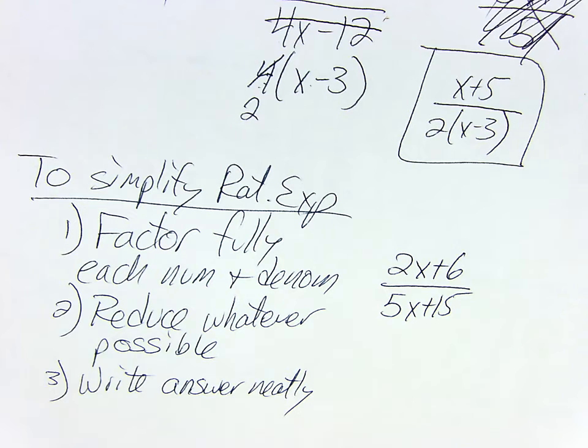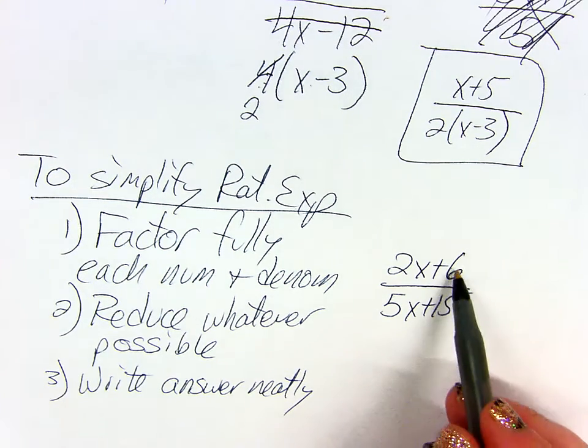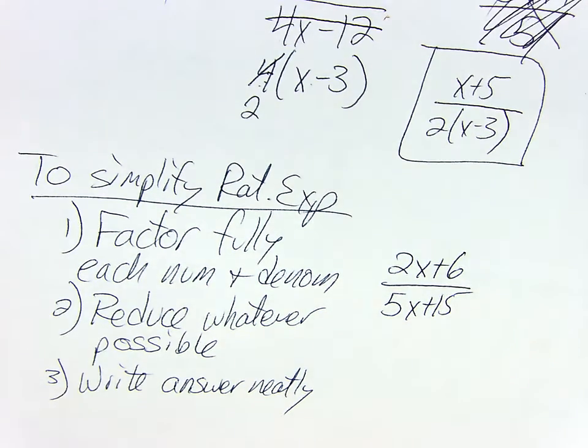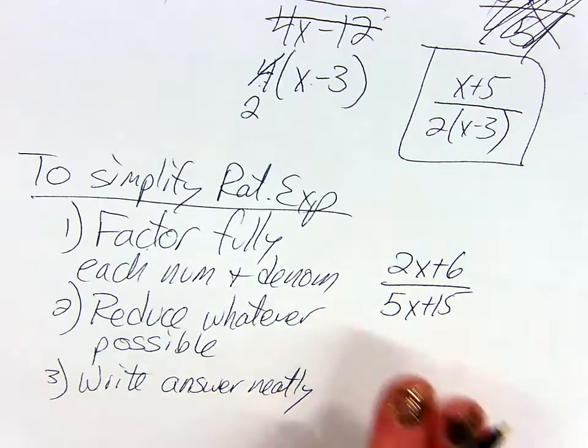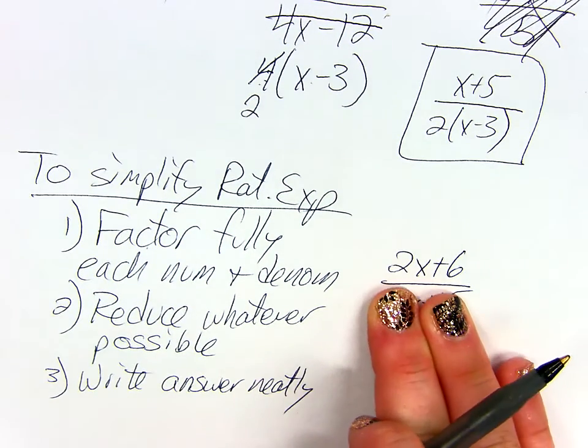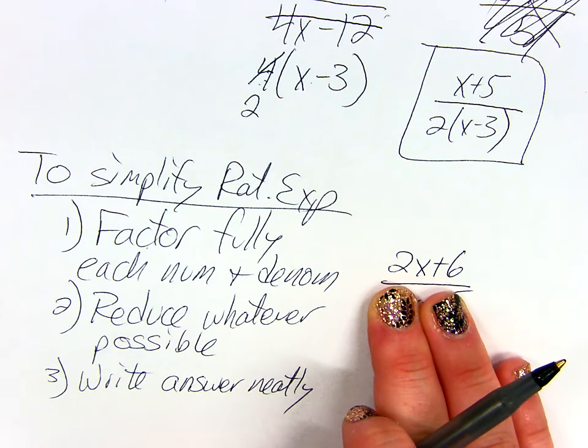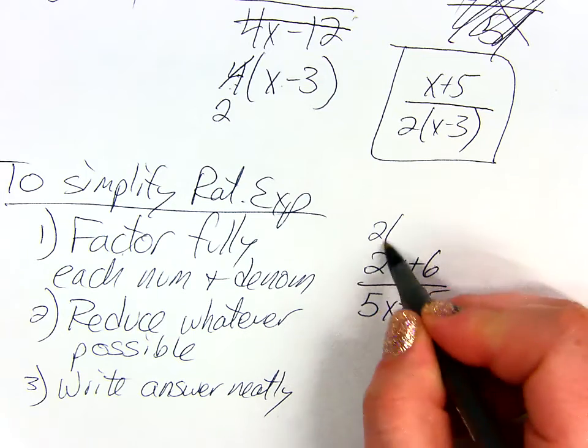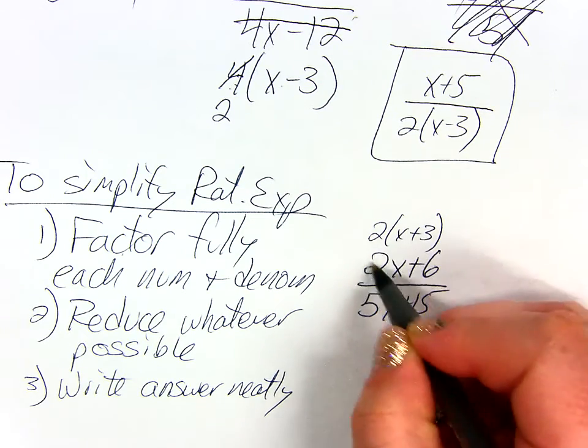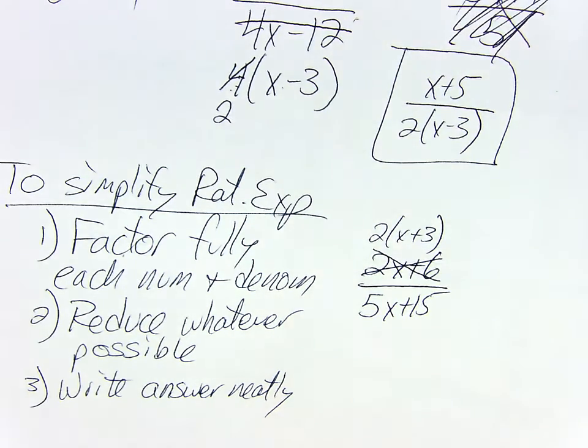You would be 100% wrong if you came in and reduced the 6 and the 15. You can't do that. They're part of binomials. So wait, what do we do? So, step 1, factor fully. So, just look at the numerator. Don't even look at the denominator. Is there anything that you can factor out of 2x plus 6? 2. Yeah, take out a 2. Then you look at the bottom. Is there anything you can factor out? A 5.